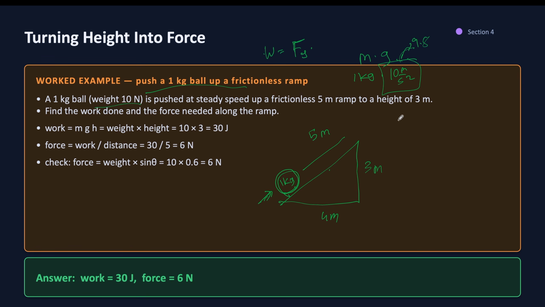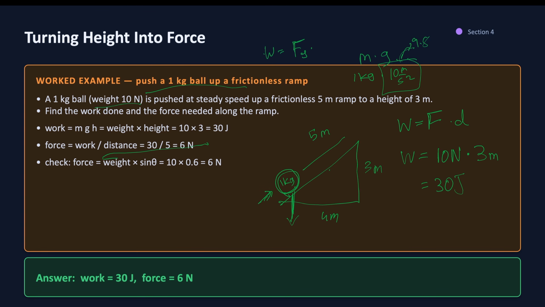So work, if you remember, was force times distance. And what's the force here? Pushing us down? 10 newtons. And you multiply that by the height it's pushed up, which is 3 meters. So you get 30 joules of work that you've done. And then what? Force is work over distance, right? So you could just find the actual force you did.